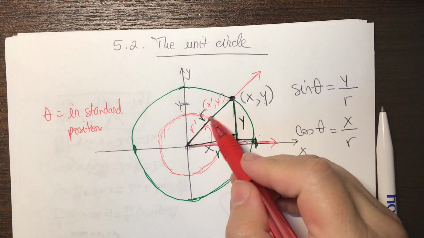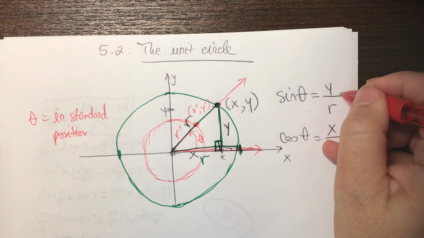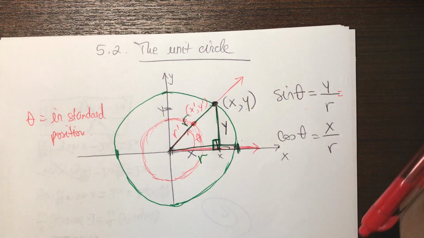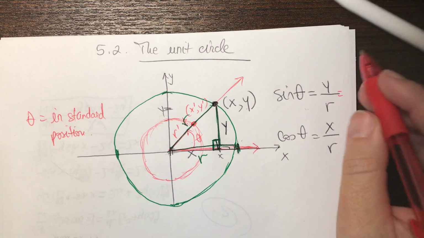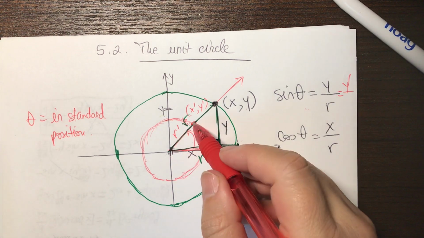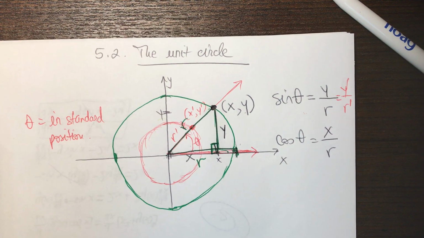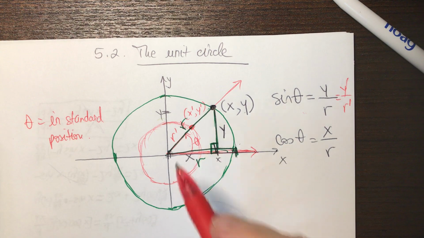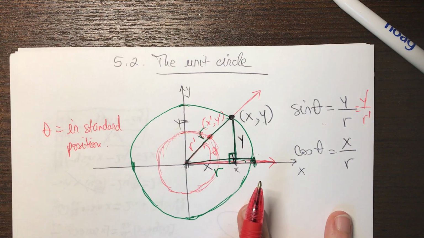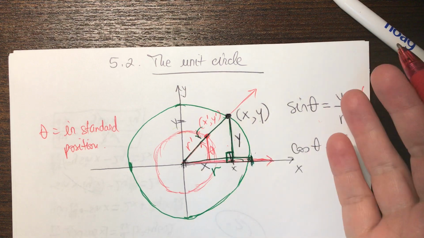Now the thing is, what is the definition? Well, the sine value of this angle theta would have to be the y-coordinate on this new circle, which is y prime, over the radius of this new circle, which is r prime. It's the same angle, right? So it has to have the same sine value. And sure enough, as you see, these are similar triangles.